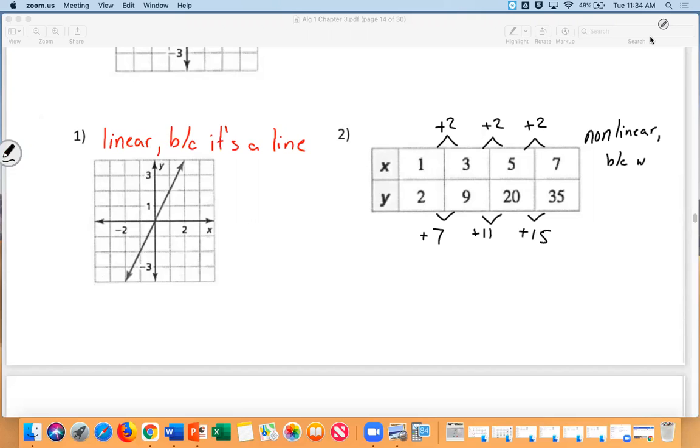because we are counting by different numbers.